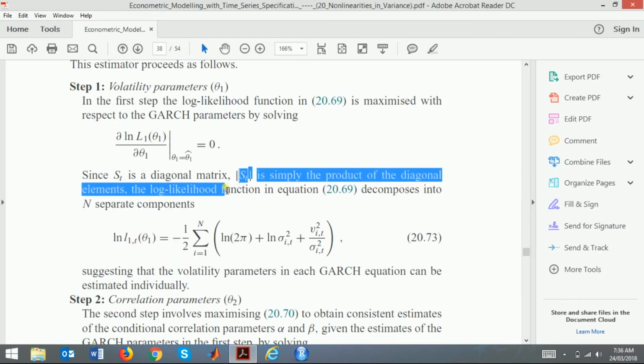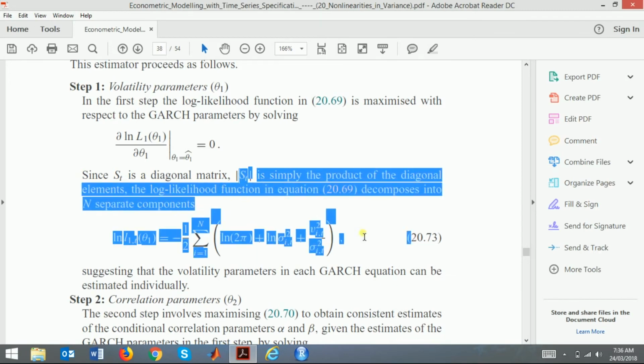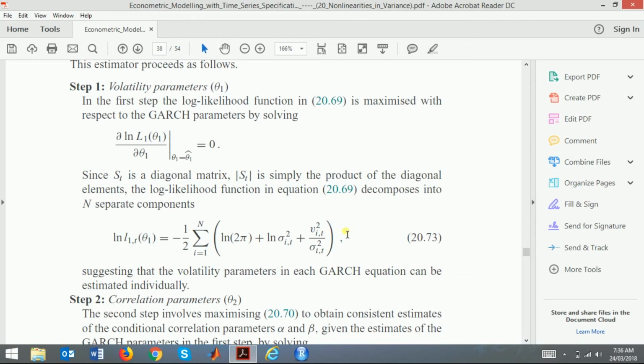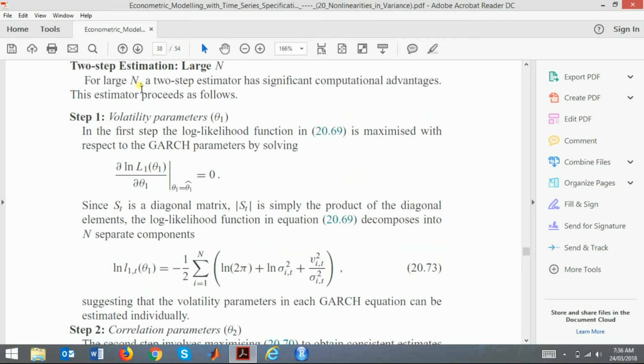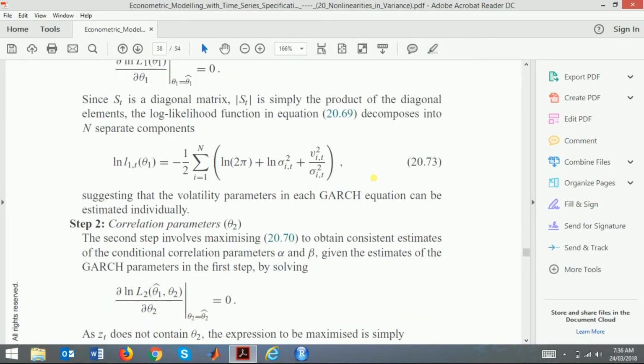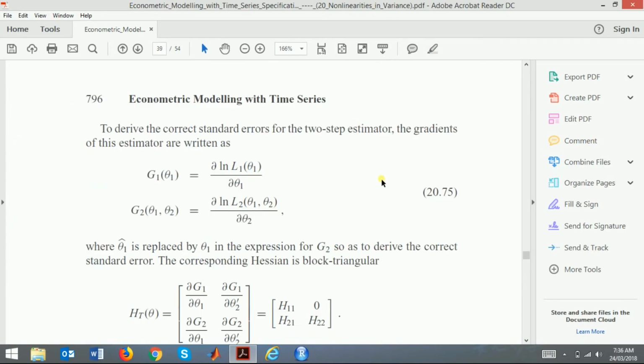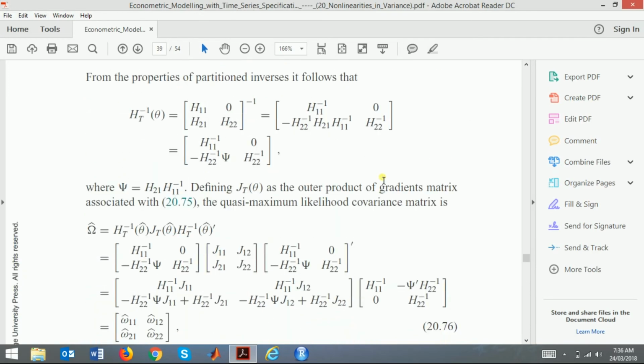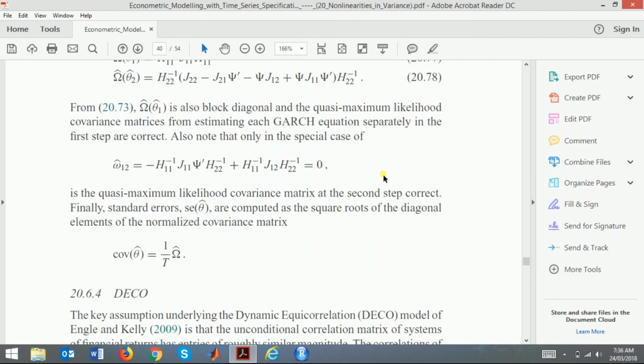S is the product of diagonal elements, separated into n components. In the case of large parameters, we use two-step estimation, and for large n we do this. Correlation parameters. My God, this is really huge.